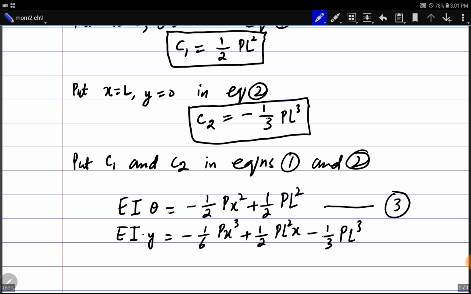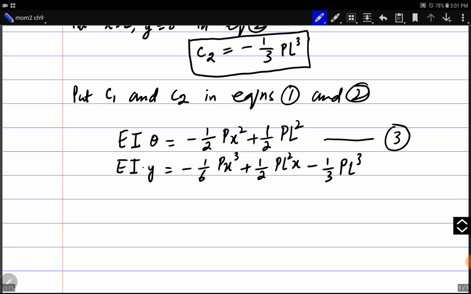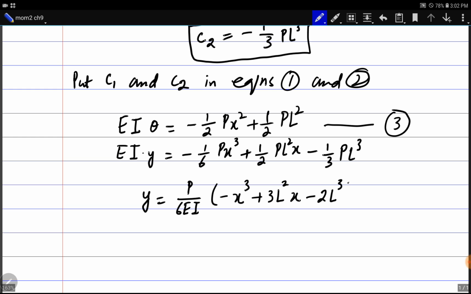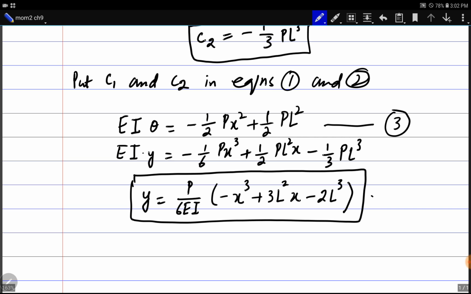This expression can be further simplified by keeping y on the left side and all of the other terms on the right side. We can rearrange this equation as y equal to P over 6EI into minus x cube plus 3L square x minus 2L cube. This expression can be called the equation of elastic curve because it is in the form of y as a function of x.